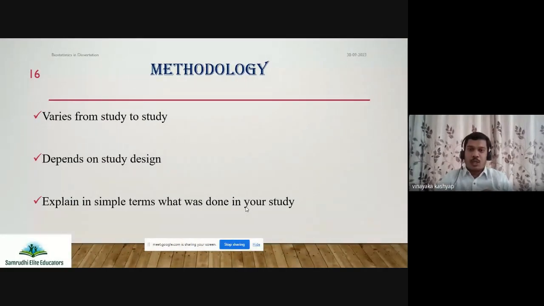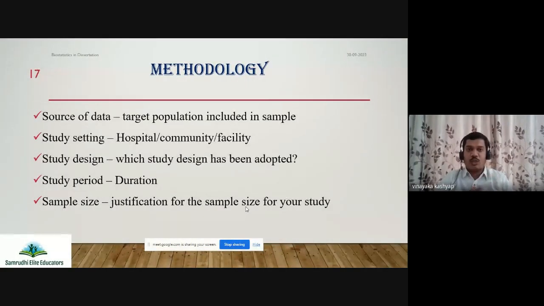So what are the headings under which you'll write the methodology? The first one is the source of your data, that is, what is the target population that you have included in the sample size. For example, if I'm saying prevalence of diabetes mellitus in a population, who is the target population? Is it a particular village? Is it a particular city? Is it people working in a particular factory, or is it done in a hospital? All these things are the source of data. So who is the source of your data?